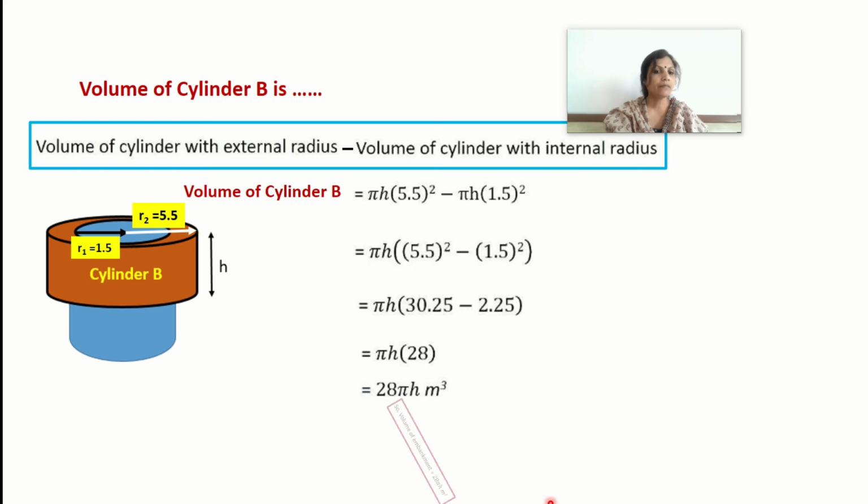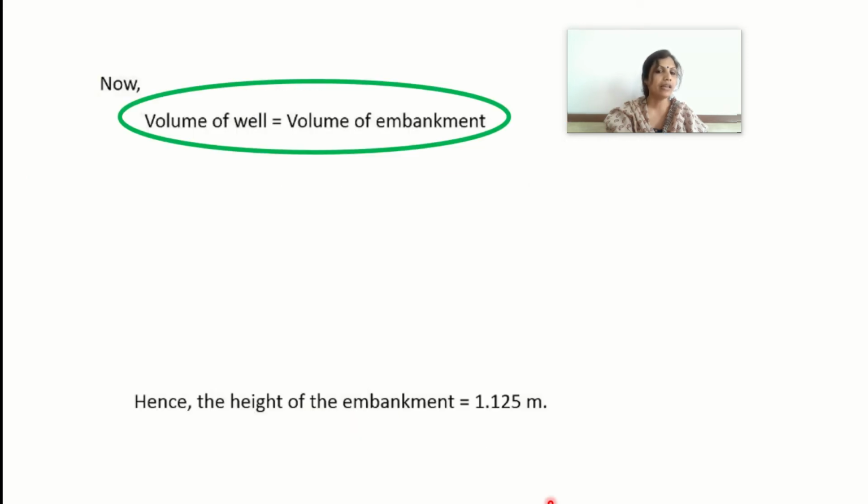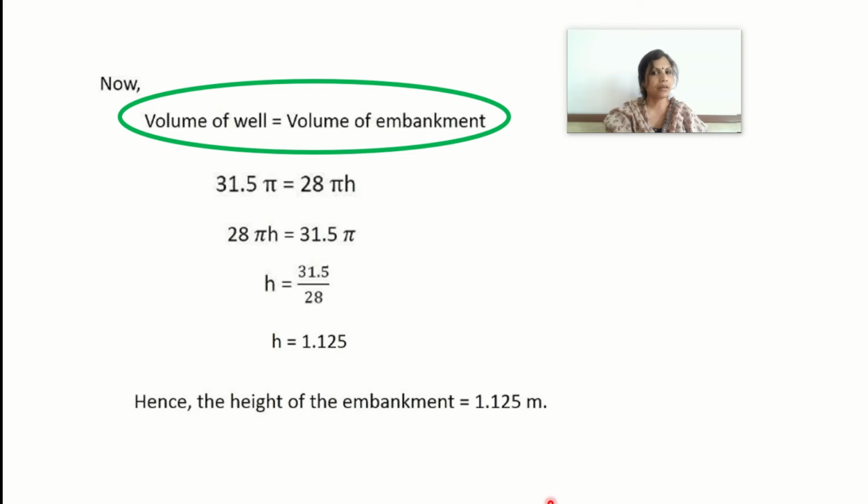Let's equate that. So 31.5 pi is equal to 28 pi h. Cancel out this pi. So we are left with h is equal to 31.5 upon 28, and if you calculate this, your answer is 1.125 meter. So the height of the embankment is equal to 1.125 meter. Alright, so I hope you understood the sum, and let's move to the next sum now.